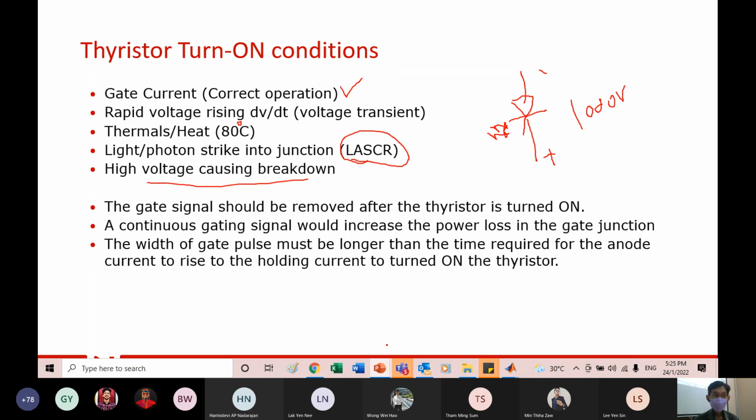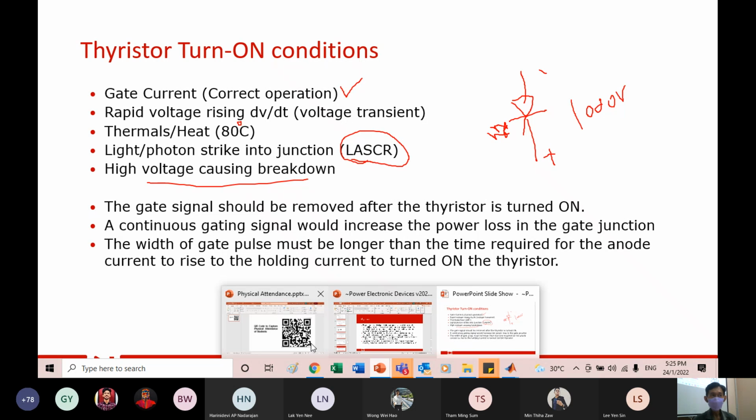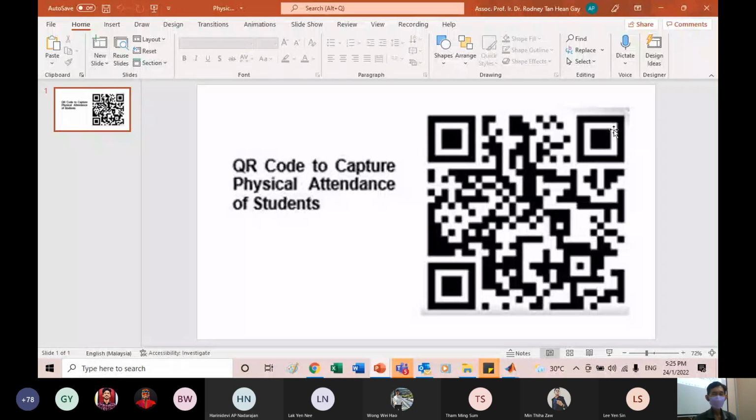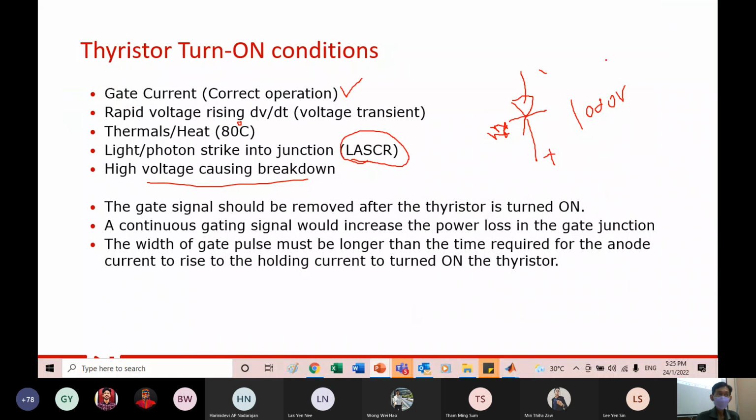Chan Hong, don't log into Teams yet. Then it will assume you're supposed to scan this for physical attendance. I cannot do anything already. Then you better go home.